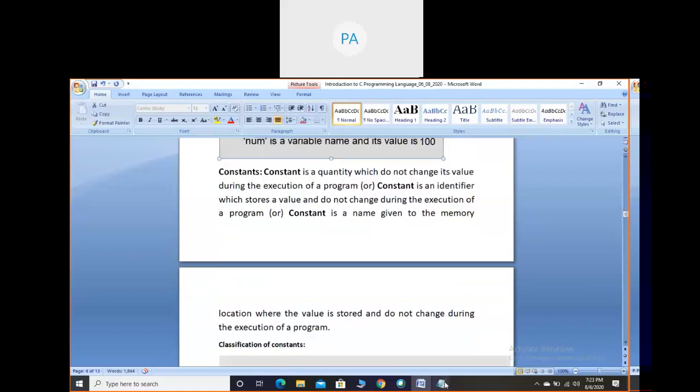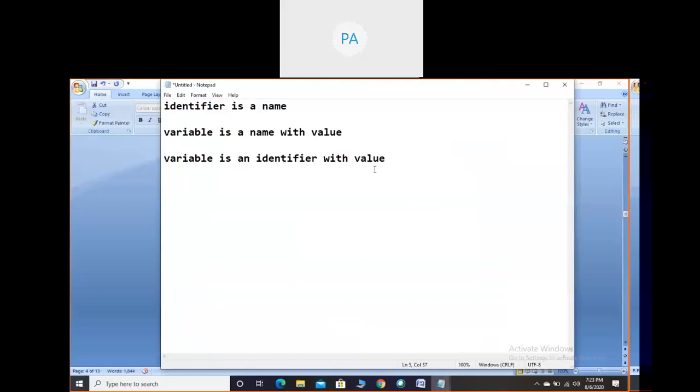Now we will discuss with respect to the programming language, then it will be very clear. If you consider it just as an identifier, an identifier is a name. See why I am always mentioning identifier: in a programming language, when we write programs.